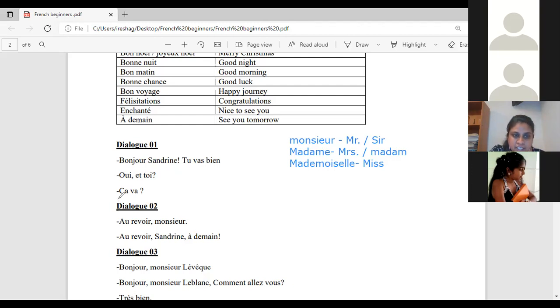When you are writing ça va, you see the letter cedilla, right? If you write a plain C instead of the cedilla, you will pronounce it as ka va. So there's a difference in pronunciation. I think you're done with the second one also. Excuse me, teacher, how do you pronounce the word miss? Mademoiselle. Okay, teacher, thank you. Any questions on dialogue one and two and the Monsieur, Madame, Mademoiselle part? All good. I'm reading the dialogues again. Bonjour Sandrine, tu vas bien? Oui, et toi, ça va? Au revoir, monsieur. Au revoir, Sandrine. À demain.